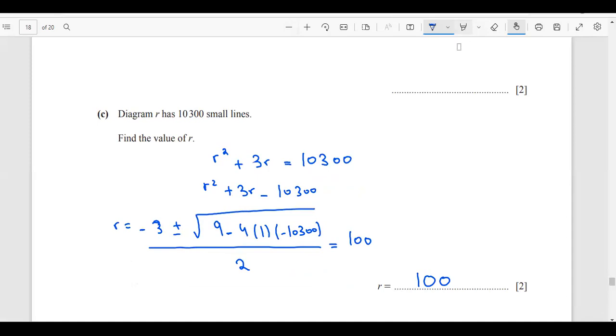So I just used the positive part. I did not talk about the negative one because I knew that it would give me a negative answer. And I cannot get a negative answer because R should be a positive number, right? We have the first diagram, second diagram, third diagram. We do not have minus first diagram or minus second diagram. So R is the number of the diagram. It is supposed to be positive. That is why I just used the positive one. Is that okay? Any doubts?